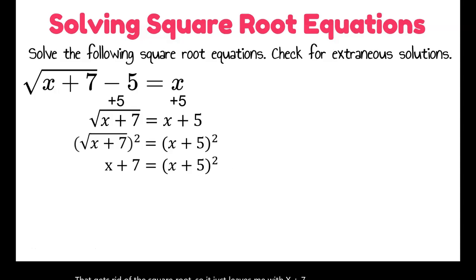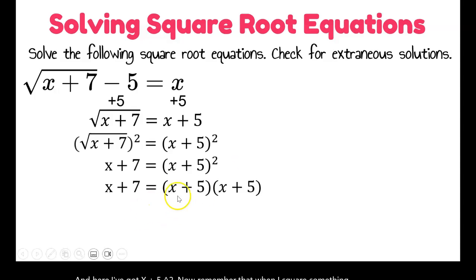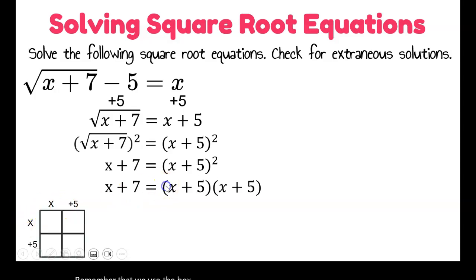Now remember that when I square something, it is just multiplying that same thing by itself. So x plus 5 squared is x plus 5 times x plus 5. How do I multiply this? Remember that we use the box. Okay, I'm multiplying this by this. I do that using the box.